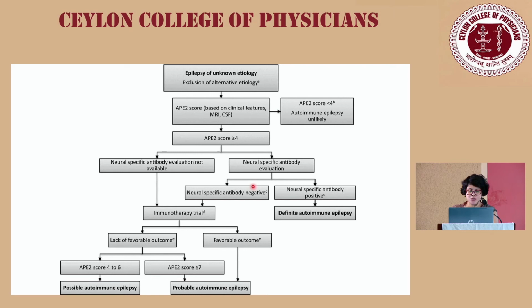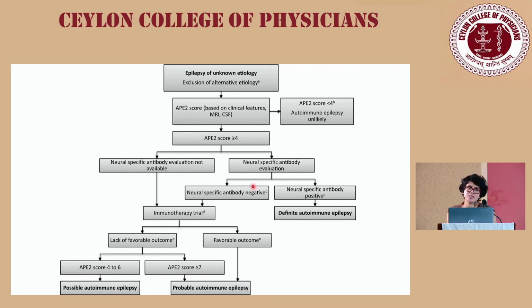This should not be immune-mediated epilepsy. We might be dealing with something else. But if the score is 4 or more, then of course we can go ahead with neural-specific antibody evaluation. Once we have done that, if the antibodies are positive, then we can conclude it's definite autoimmune epilepsy. But let's think that we do not have the capacity to go ahead with this antibody evaluation. In that instance, we can directly start immunotherapy and see.